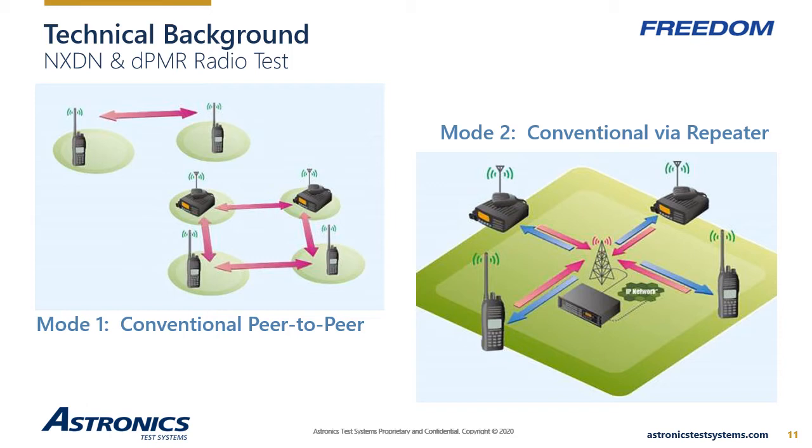This is often referred to as simplex or talk-around operation. A user's signal is only received by others who are within a limited distance. Mode 2 is when portables and mobile radios use a frequency pair.